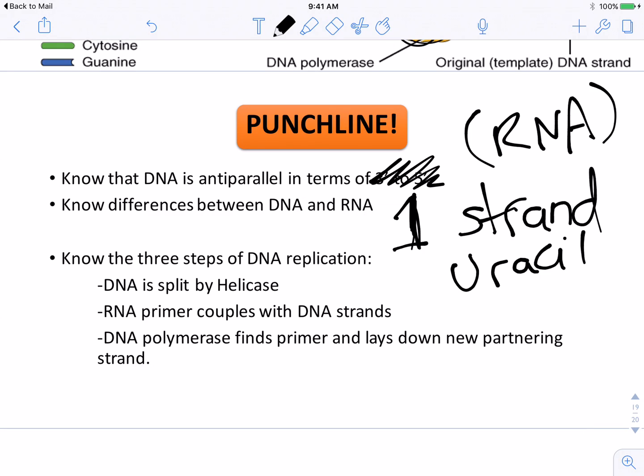The 3 steps of DNA replication are this. 1. DNA is split by helicase, the date stealer. 2. RNA primer, the wingman, couples with DNA and keeps it company while it's miserable and mopey. And then we have 3. DNA polymerase finds the RNA primer and lays down the new partnering DNA strand, and then you have replicated DNA.